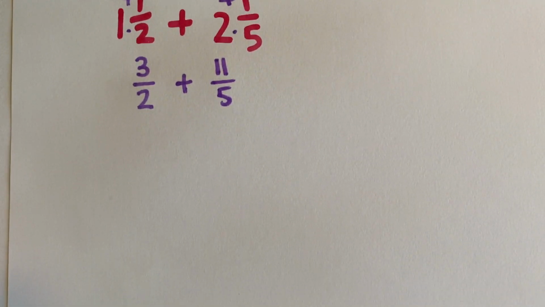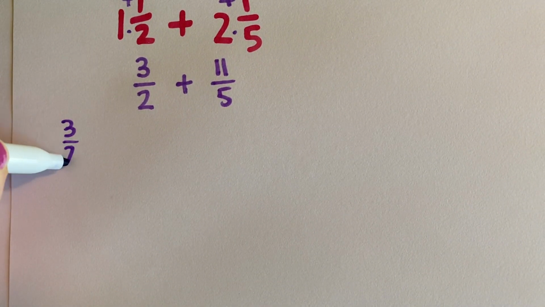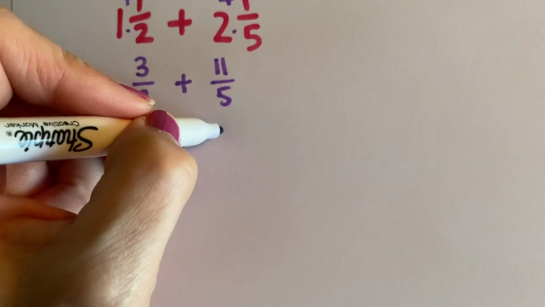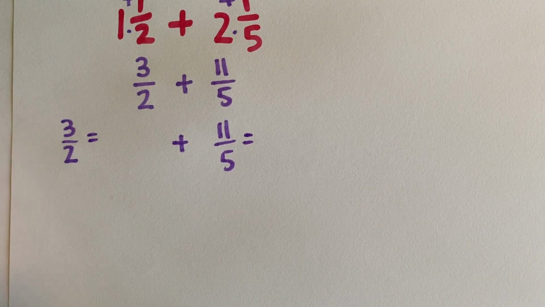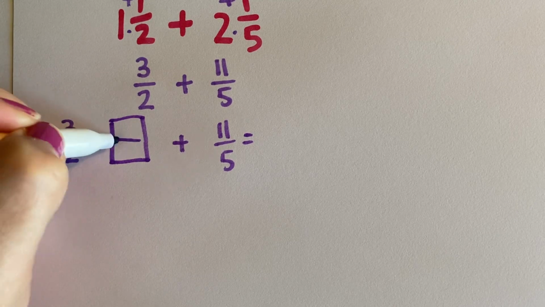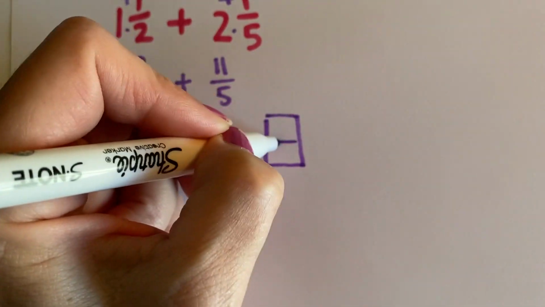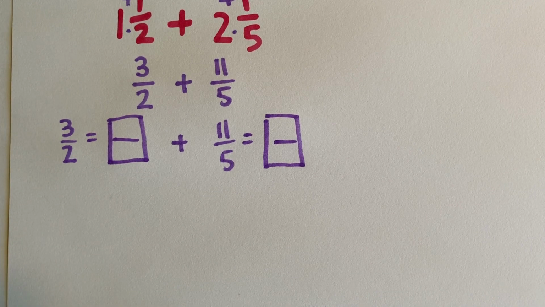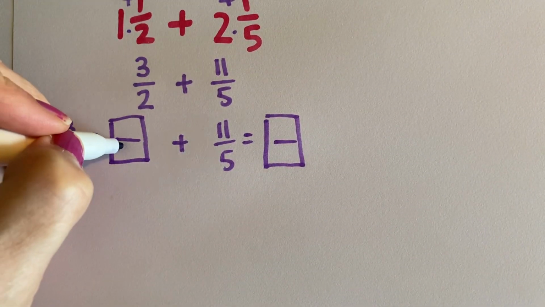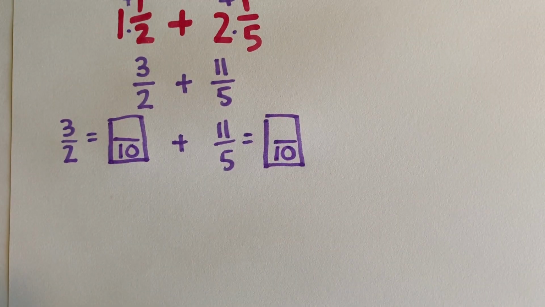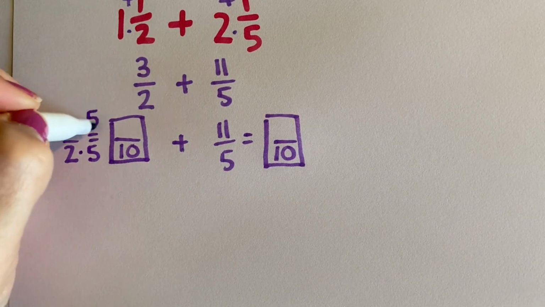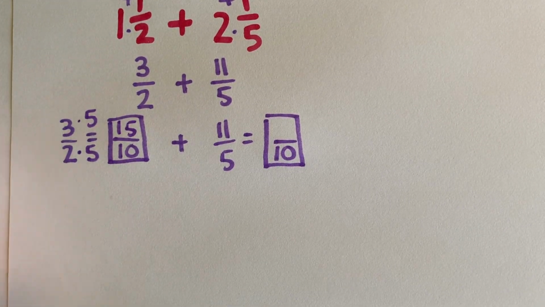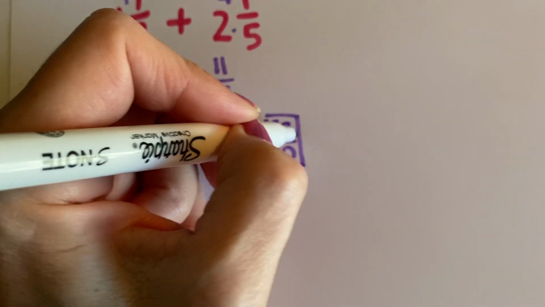Now we'll follow the same steps as we did before. So we'll bring the 3 over 2 a little bit to the left, bring down the plus, bring down 11/5. We'll put our equal signs behind each fraction, our box for our new and improved equivalent fractions, and let's get that common denominator. Oh, it looks like it's going to be 10 again. 2 times 5, that's 10. 2 times 5 is 10. 3 times 5, let's make that 15. 5 times 2, 10. 11 times 2, 22.